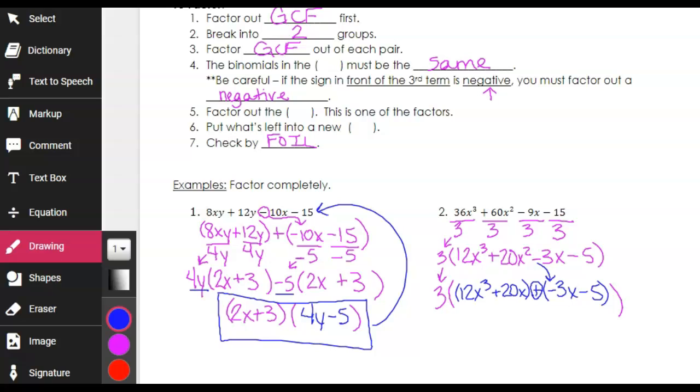We have two groups. We want to factor out a GCF in each group. So 12 and 20 are both divisible by 2. They're also both divisible by 4. And we have x cubed and x. So each term can afford to give up an x, meaning 4x is the GCF. And what remains is 3x squared and 5.